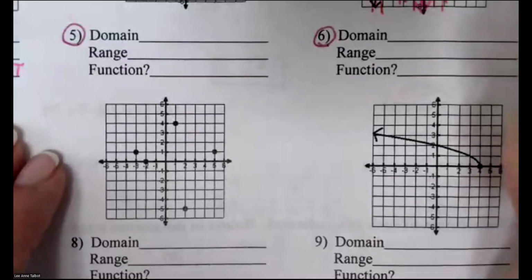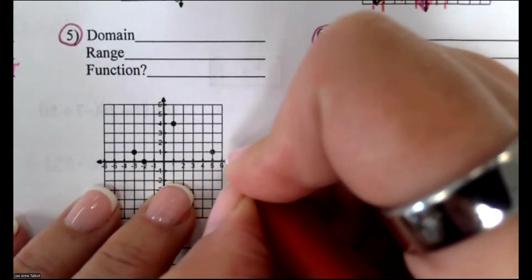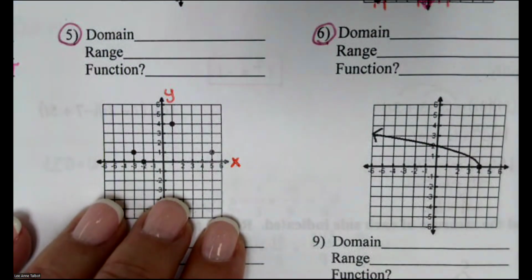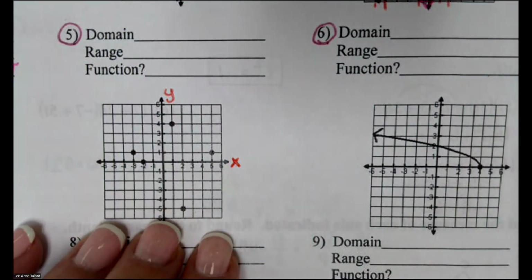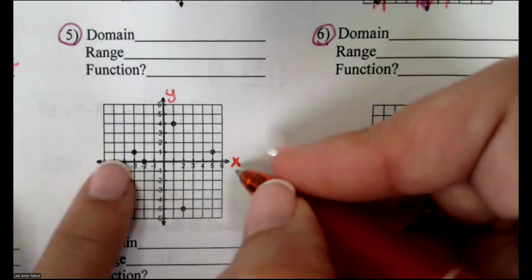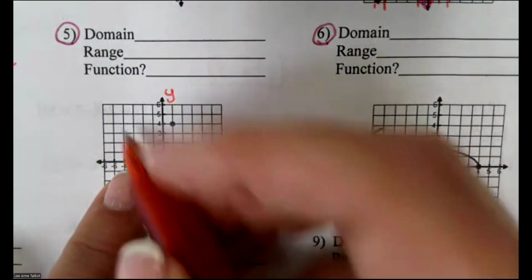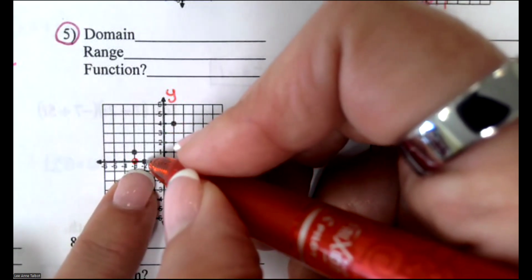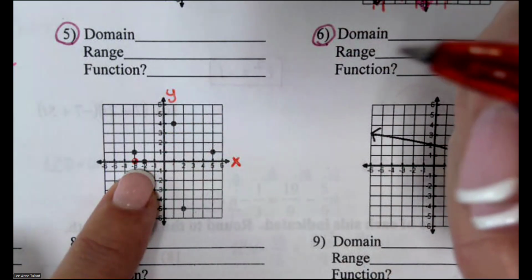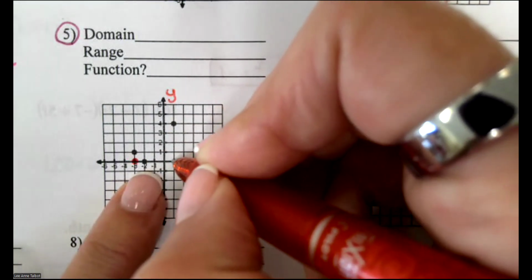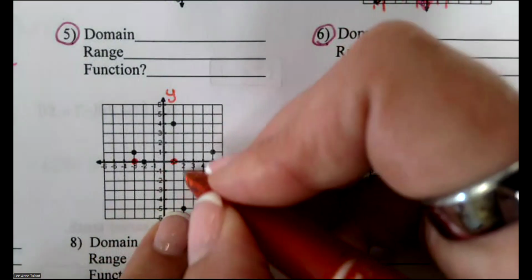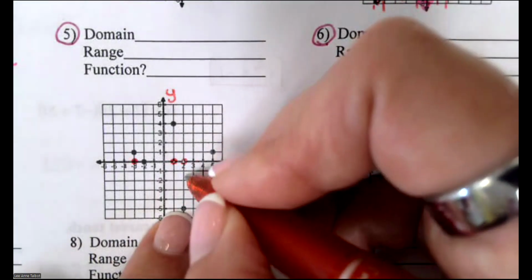We're going to do problems 5 and 6. Remember that this is the x-axis, this is the y-axis. I'm going to mark with red pen on the x-axis to find the domain. There is a dot here, so I'm going to put a dot on the x-axis at -3. There's a dot here, so I'm going to leave that one because it's already on the x-axis. There's a dot here, so I'm going to put a dot on the x-axis at 1. There's a dot here, so I'm going to put a dot on the x-axis at 2.